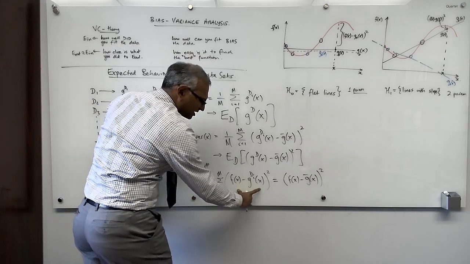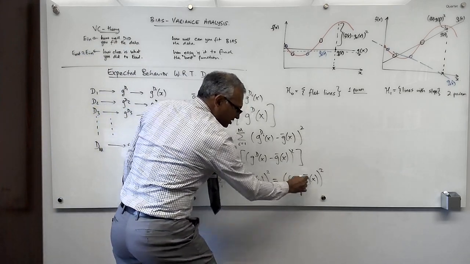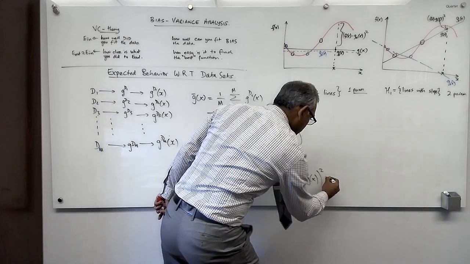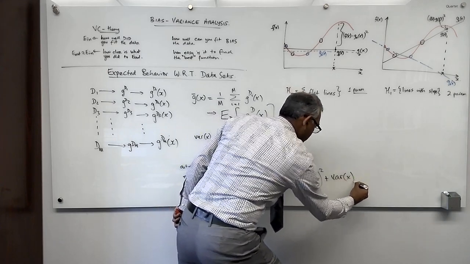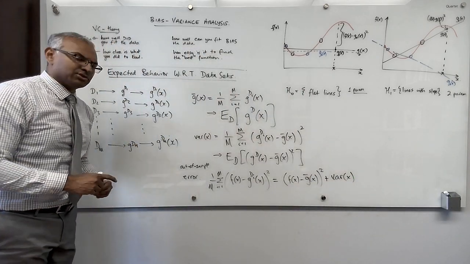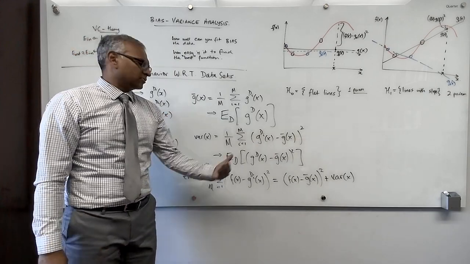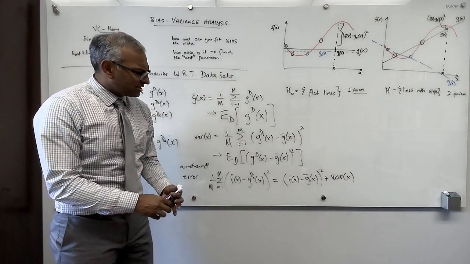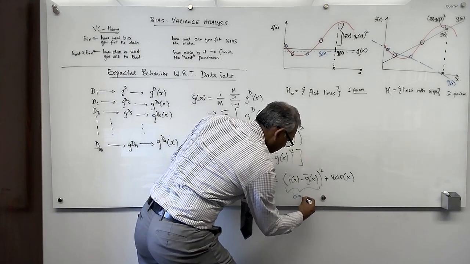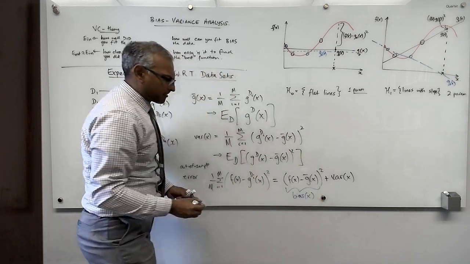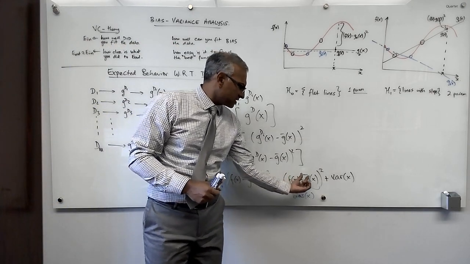So the average squared deviation is the squared deviation between the constant and your average prediction plus the variance in your predictions. That's a well-known fact from statistics and probability theory, and you can go and derive this if you want. I won't. You can see the derivation in the slide. You can see the derivation in the text. And this we call the bias at x. It's the squared deviation between your f of x and your g bar of x.